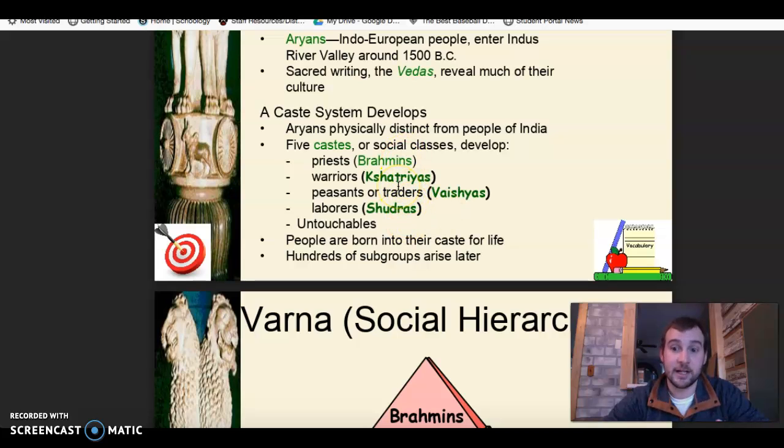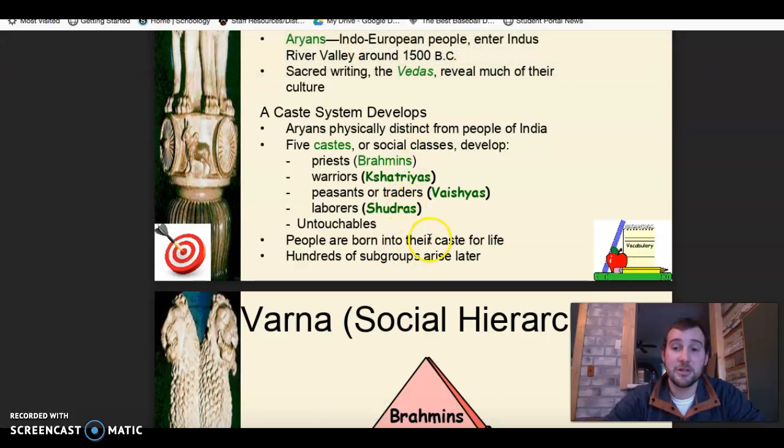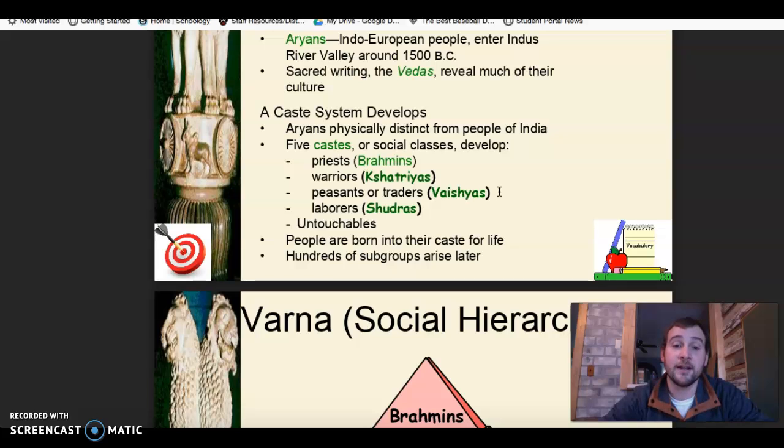In India, during this time, you're really stuck in your caste, and normally it's what your parents' caste is. So we want to know on the quiz, you'll have these 5 castes jotted down, and you have to know what each one represents. At the top of the caste system, we have the Brahmins, the priestly class. Below the Brahmins, we have the Kshatriyas, the warriors or the fighters. Below them, we have the Vaishyas, the peasants or the traders, kind of like your merchant class, your business people, right?